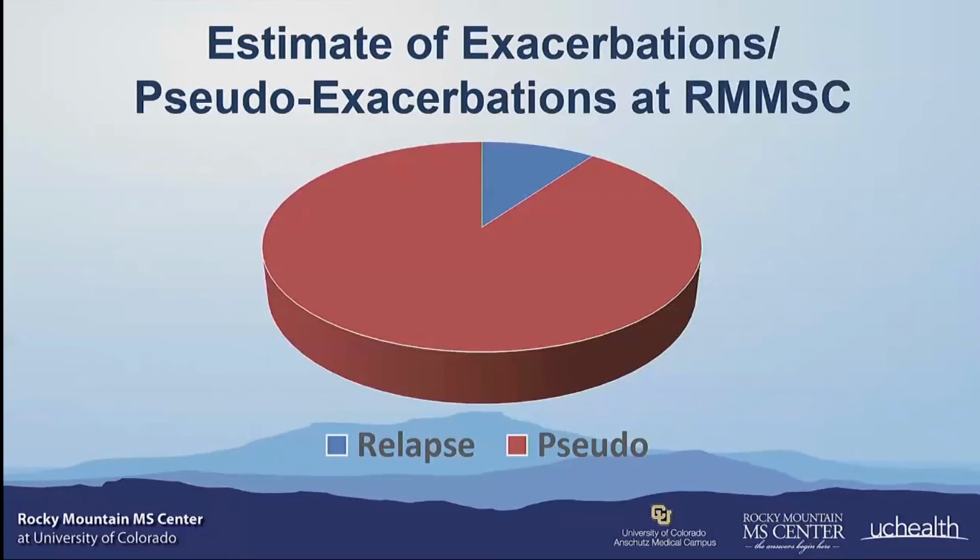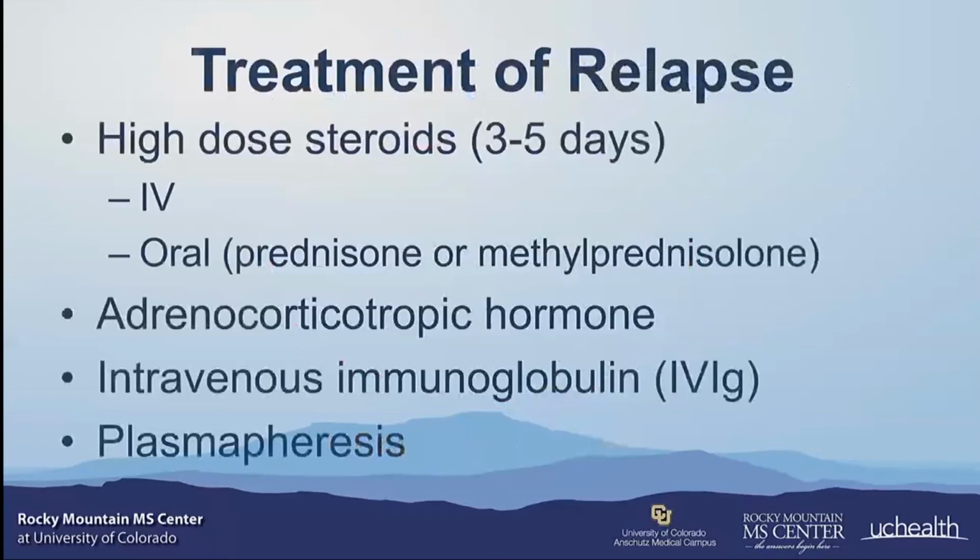This is a very non-scientific estimate of the ratio of exacerbations to pseudo-exacerbations that we tend to see at our center, the exacerbation being the small pie slice in blue here, and the pseudo-exacerbations being the much larger pie slice in red. Again, very non-scientific. I'm not citing anything because this is really my own anecdotal recollection of things, but I imagine other providers will also back me up on this.